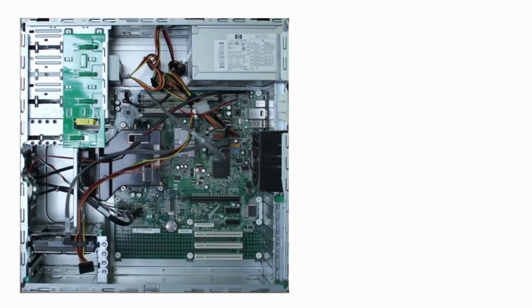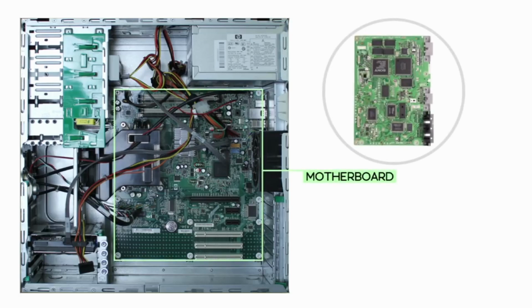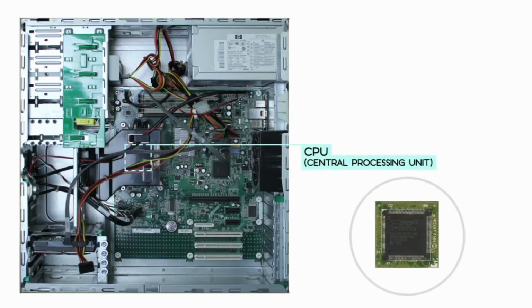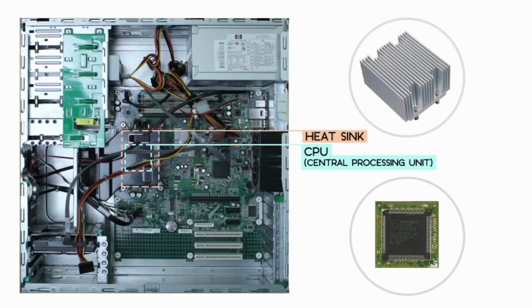Every computer has a large circuit board called a motherboard. This contains some of the most important parts of your computer, such as the CPU, also called the Central Processing Unit or processor. The CPU is sometimes called the brain of the computer because it processes information and carries out commands. Since it tends to get hot, it's covered by a piece of metal called a heat sink, which draws heat away from the processor.